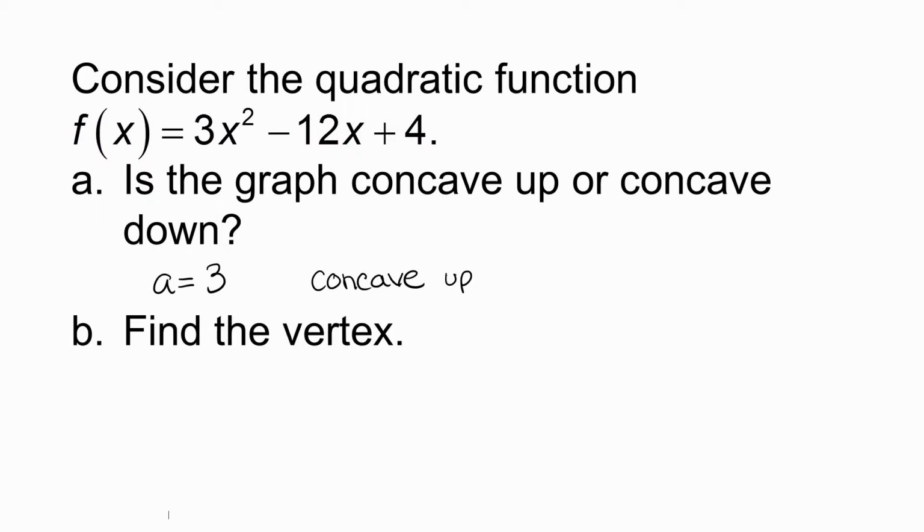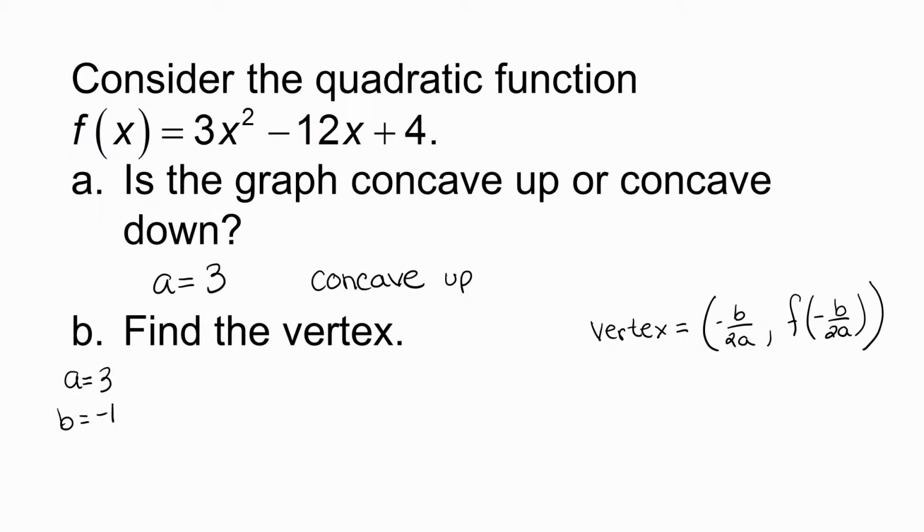Part B. Find the vertex. The lowest or highest point of a parabola is called the vertex. Since this parabola is concave up, the vertex is the lowest point. The vertex is the point negative b over 2a, f of negative b over 2a. For this quadratic function, a equals 3, b equals negative 12, and c equals 4. Use these values to find the coordinates of the vertex.